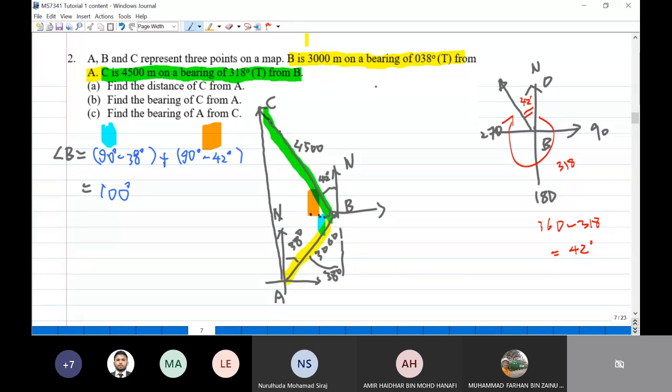Okay, so when you draw the triangle with all three sides and put them together, I find angle B now. Angle B is good for you because you can straight away find distance CA. Why? Because you have two sides and one angle. You can use the law of cosine to find distance CA now. So, law of cosine.